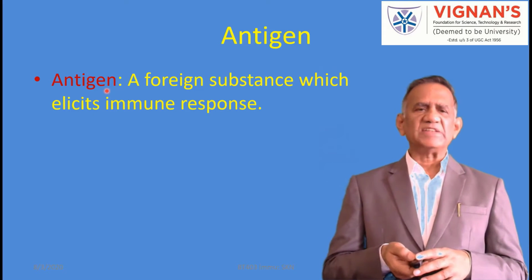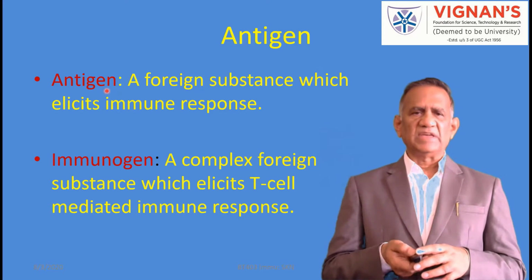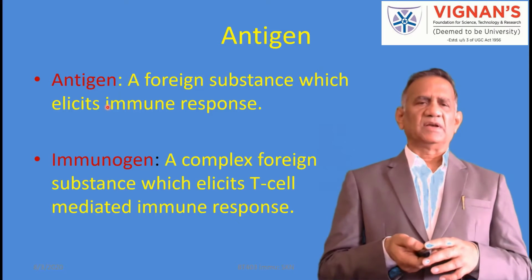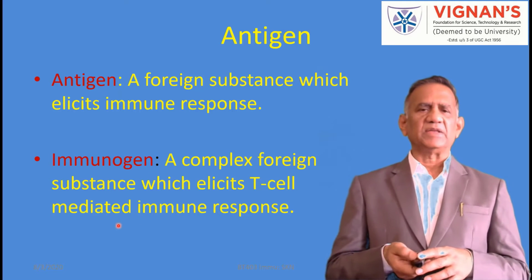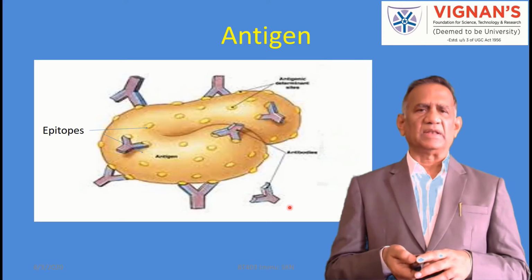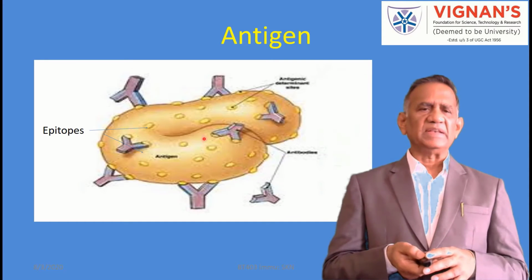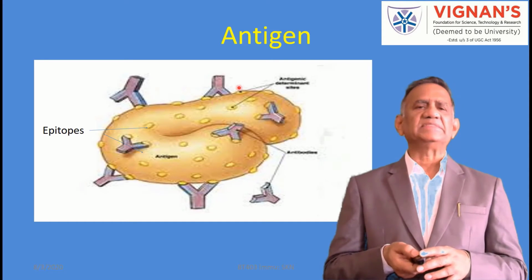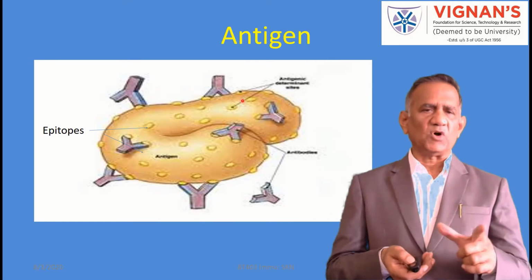An antigen is a foreign substance which elicits an immune response. Immunogen: the same definition goes by adding a word called complex. It's a complex foreign substance which elicits a T cell mediated immune response. That's what the immunogen is. Now let us see, this is the antigen, it's a folded protein. The folded protein is having some ADS, antigenic determinant sites. Those antigenic determinant sites are called epitopes.